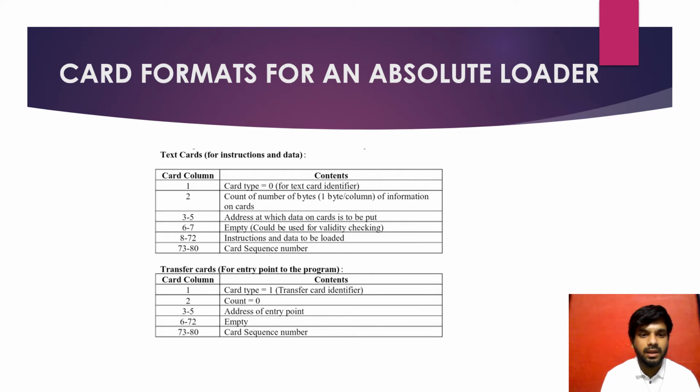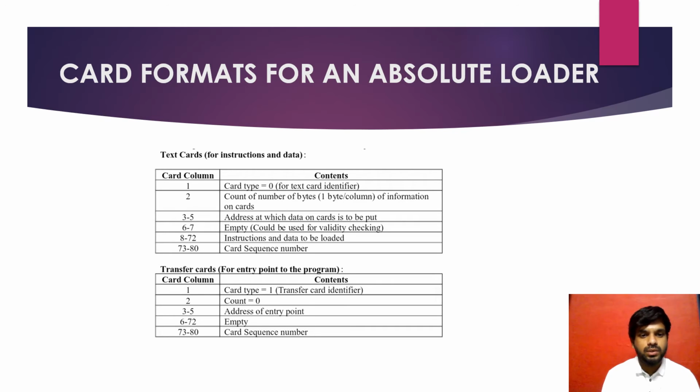In columns 3 to 5 is the address at which the data card is to be put. So in 3 to 5, the address where the data has to be stored is placed on the card. Next, 6 to 7 is empty, so it is blank. If there is any validity checking, you use columns 6 and 7. If it is not required, then it is empty, so no need to fill anything.